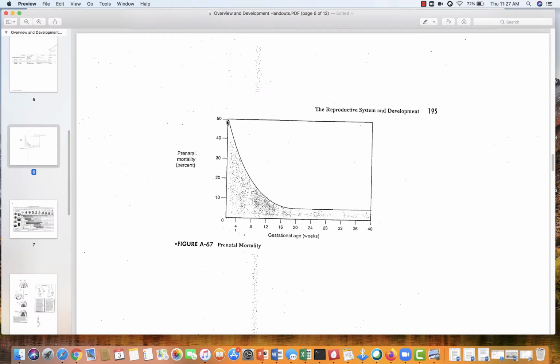Okay, so as you can see, here we're looking at prenatal mortality in percentages, and gestational age in weeks. I'll mention that the scale we're looking at here is 0 to 40 weeks instead of 0 to 38 weeks. Really, in those first few weeks, up to about 8 weeks, there is a high chance of having a spontaneous abortion. Then it kind of levels off at about 20 to 40 weeks. So definitely during the first few weeks, it is critically important to human development and survival.